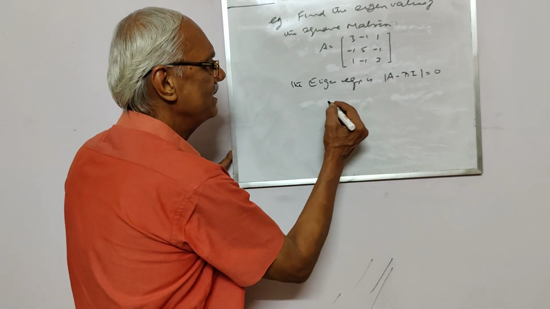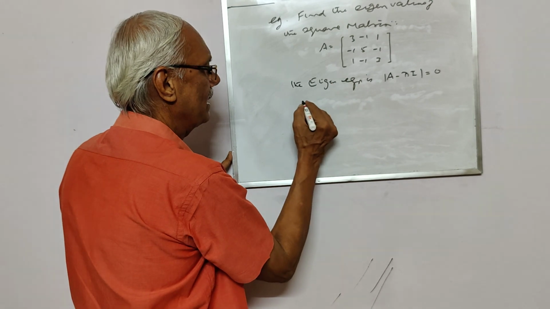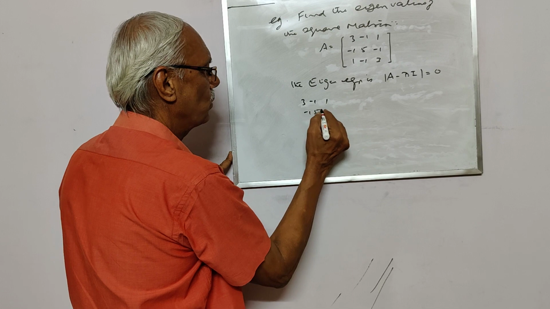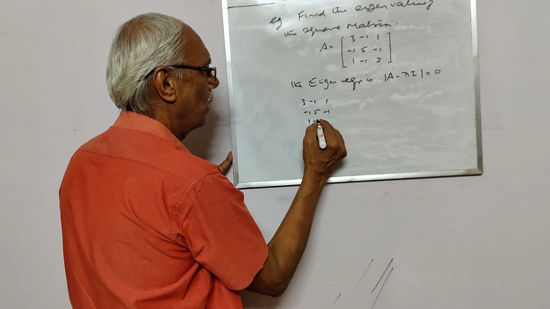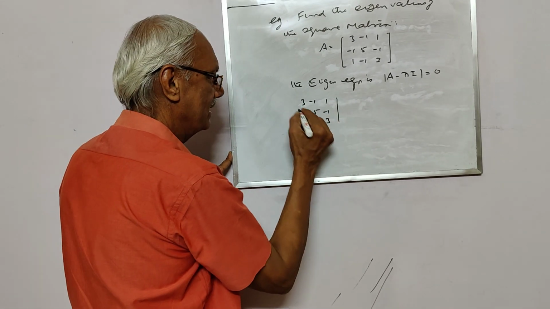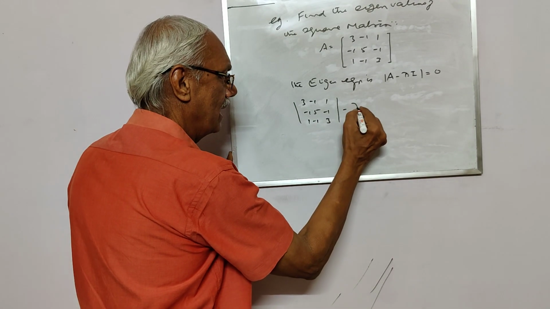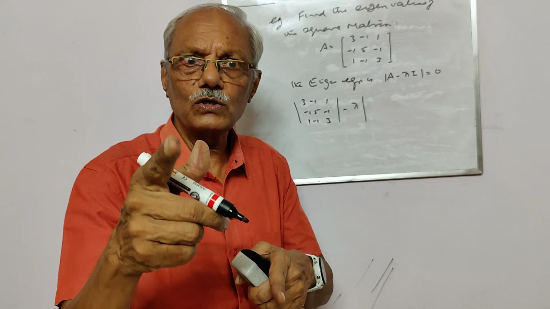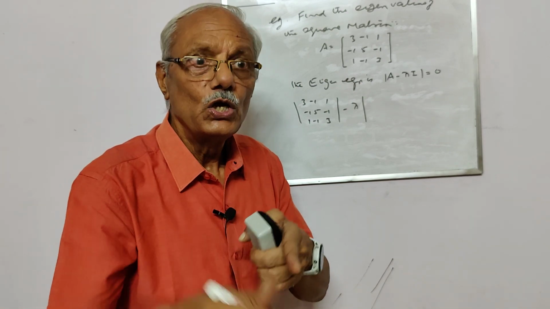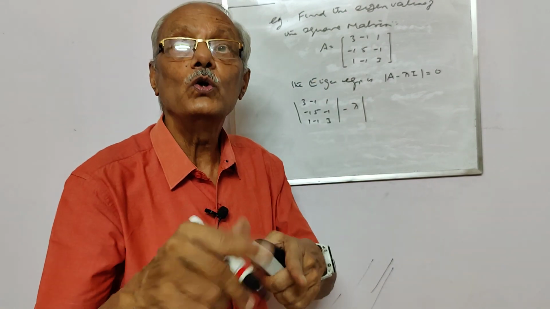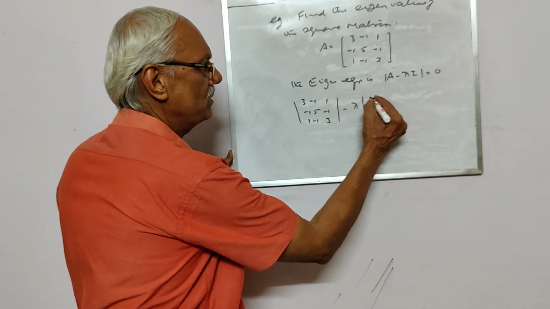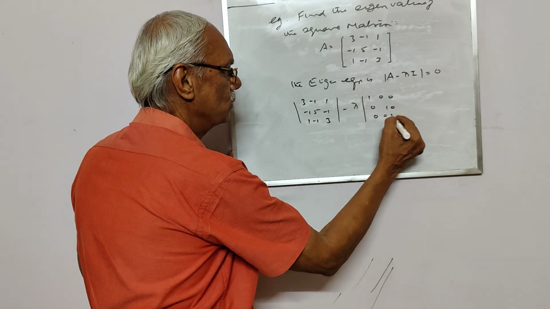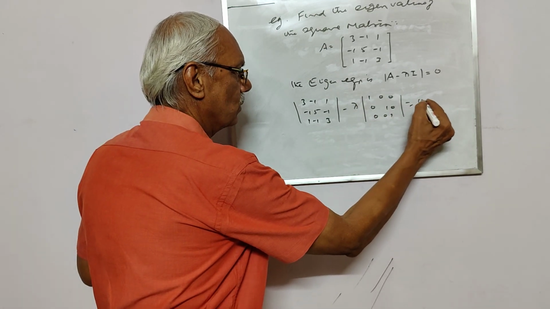Now I can write this as A minus lambda I: the matrix [3, -1, 1; -1, 5, -1; 1, -1, 3], minus lambda times the unit matrix. I told you that if the given matrix is 3 cross 3, your unit matrix should also be of the same order. So it will have 1 0 0, 0 1 0, 0 0 1. Now this is equal to 0.